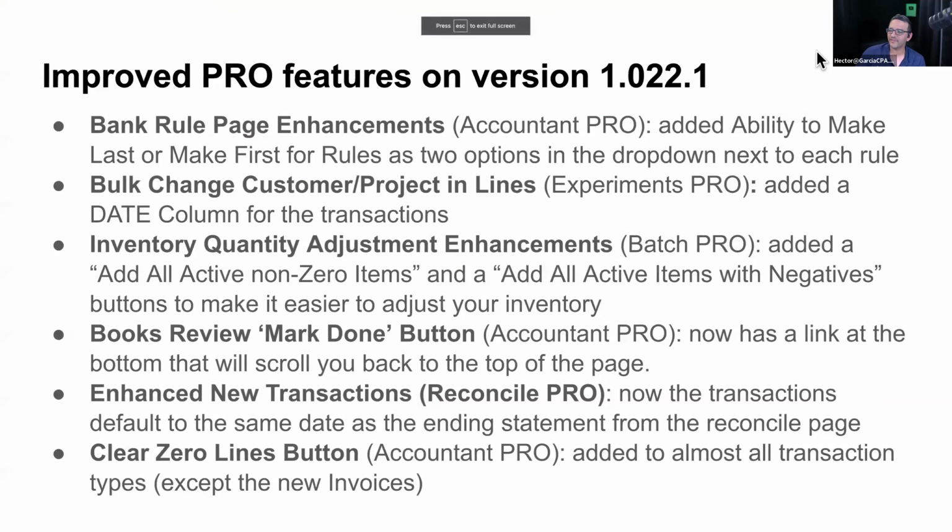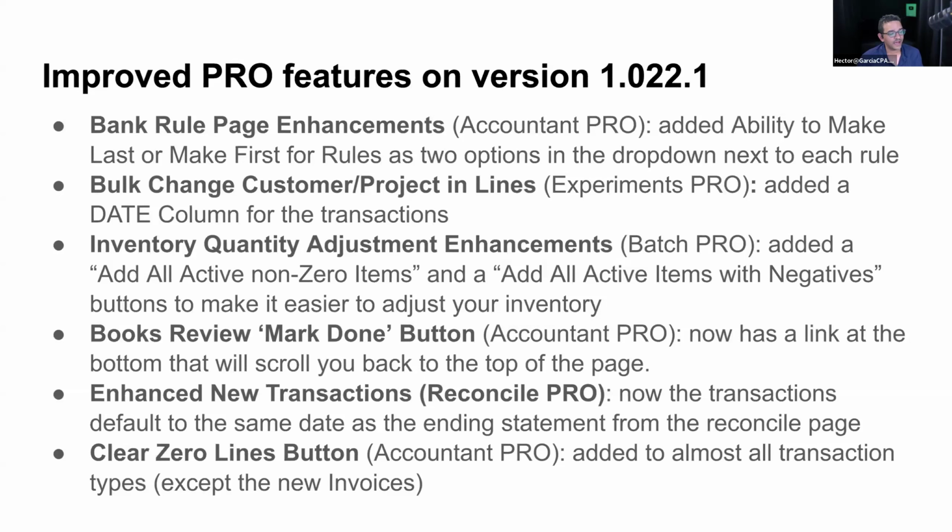The next one is, I think someone in the Facebook group told us that the bulk change customer projects in lines was missing a date column. So we added a date column. We added an inventory quantity adjustments enhancements. That's actually really, really neat.